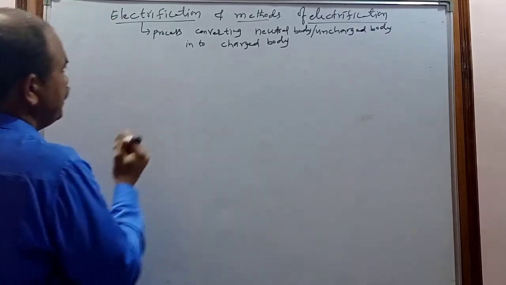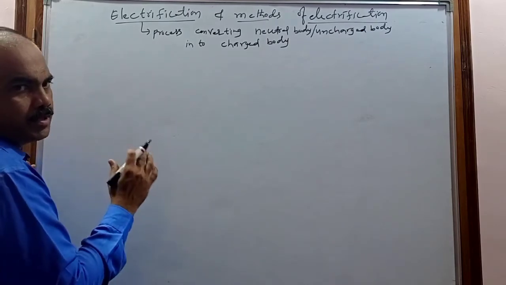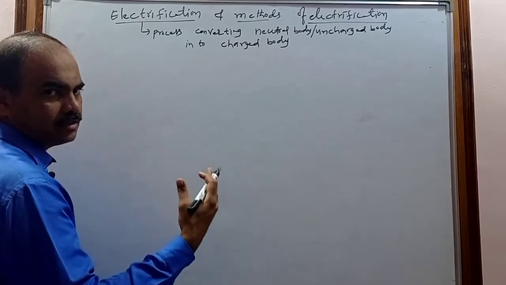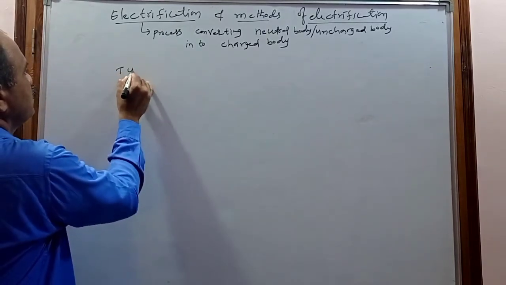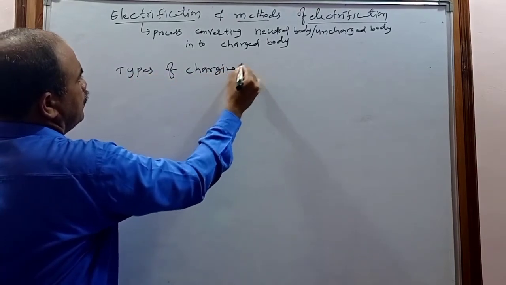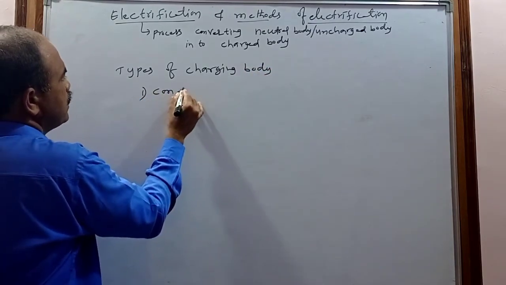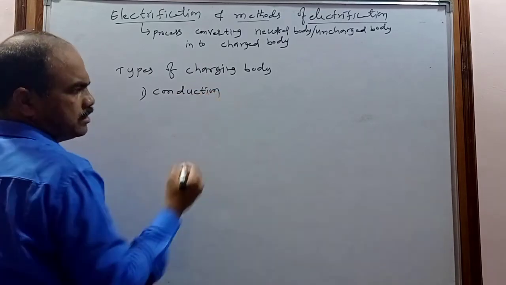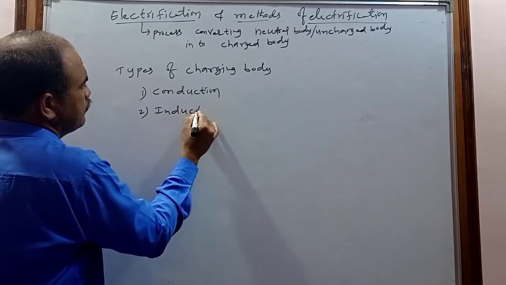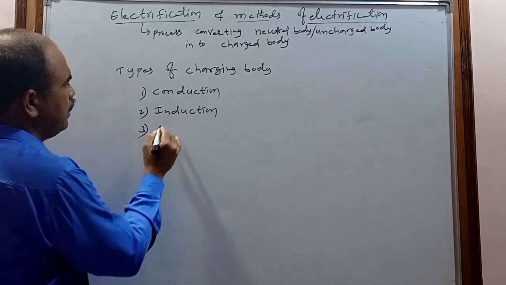This electrification can be done in three ways. There are three types of processes for electrification. How many ways can we charge a body? We can charge a body in three ways. The types of charging a body are three: the first is the conduction process, the second is the induction process, and the third is friction or rubbing.